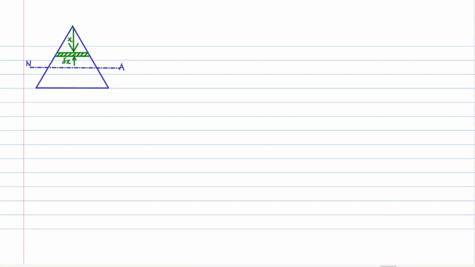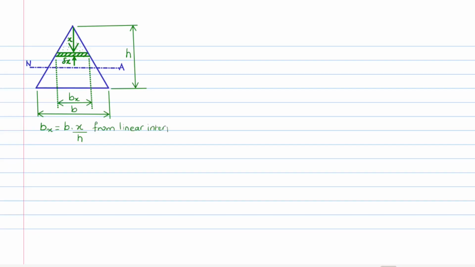Here, we consider the distance of the arbitrary layer from the apex instead of the neutral axis only because it is easier and more convenient for calculations. Let's call the width of the arbitrary layer b at x, if the width of the base is called b and the depth h. Now the width of the arbitrary layer is found to be linearly varying from the apex till the base of the triangle, and hence we can denote the width b at x distance from the apex as b times x over h by simple linear interpolation.